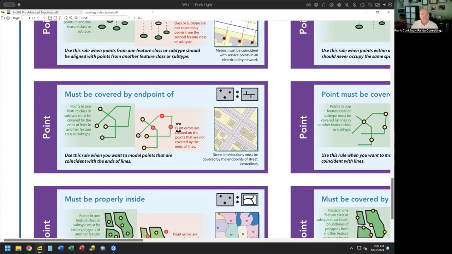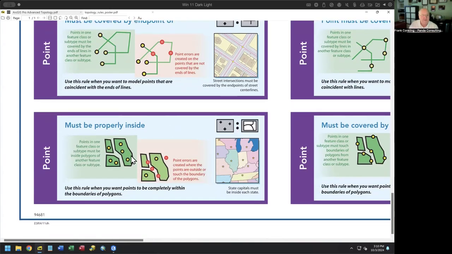The second one, and this is what we see a lot, whether it be in parcel fabrics or in utility fabrics or utility maintenance solutions, utility networks, is that the point must be covered by the endpoint of. And again, this goes between points and lines. Basically, it's saying that the point itself has to be located not necessarily on the line, but on the end point of the line. So it's very specific on where that point must be located. And you can see in this diagram that there are points in here that are on lines, but they are not on the endpoint. So these are, in fact, errors on here.